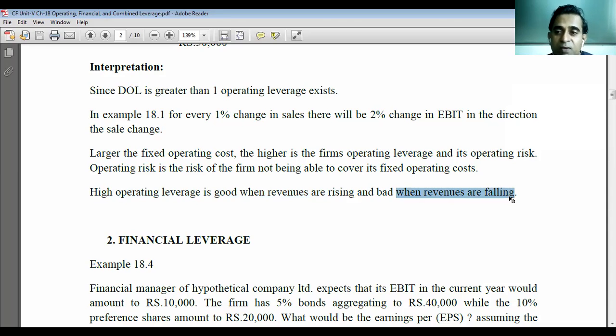So the forum is open for any questions. The way we learned in theory, 100% exactly it is illustrated in the example. And we also learned how to calculate degree of operating leverage. Yeah, the forum is open for questions. Any questions? No questions? No, sir.